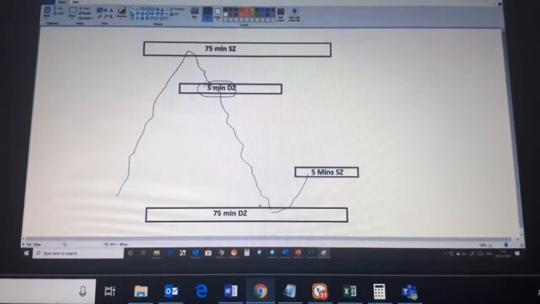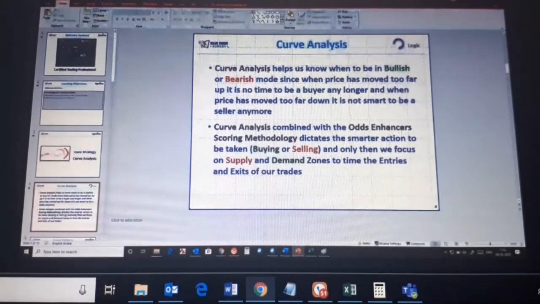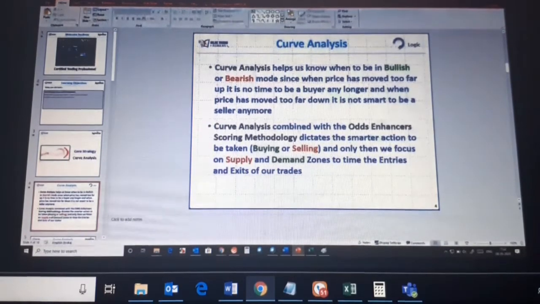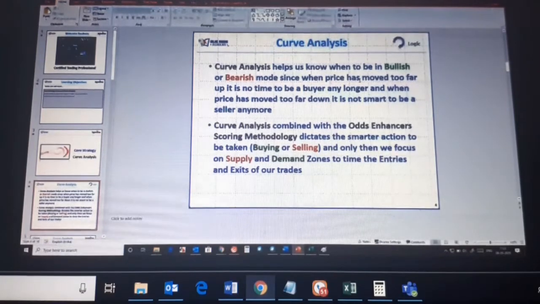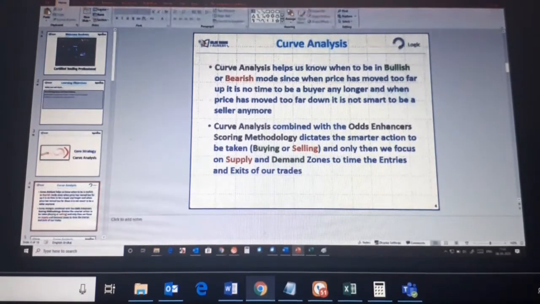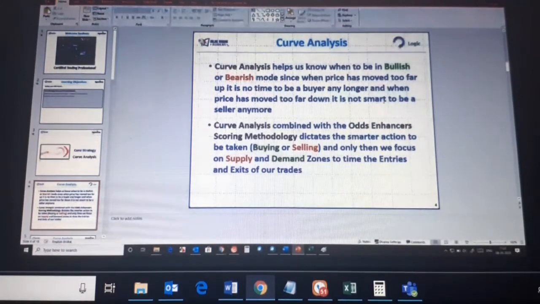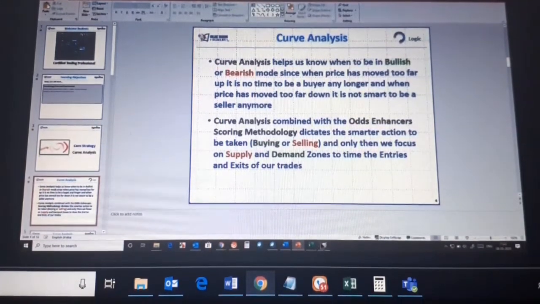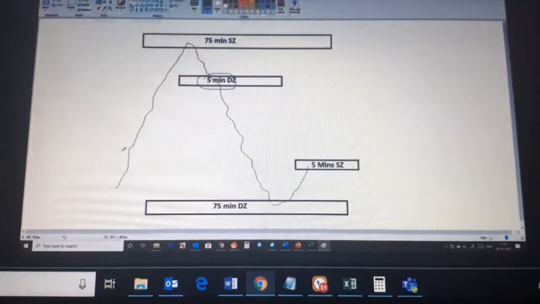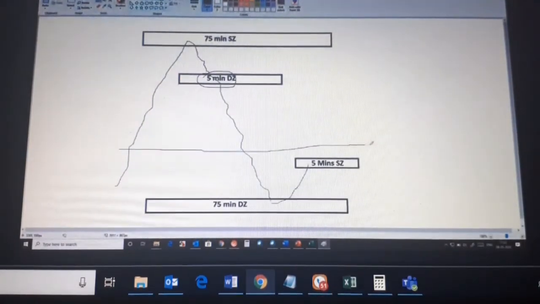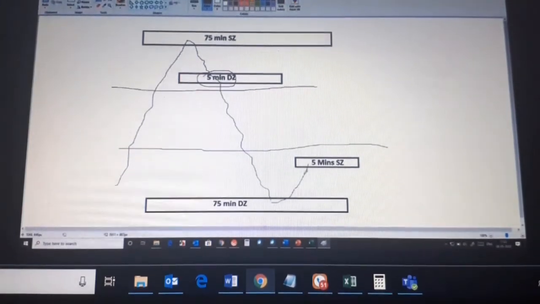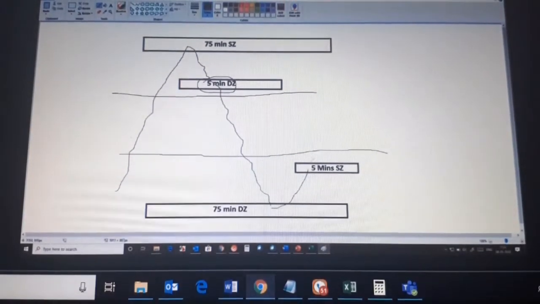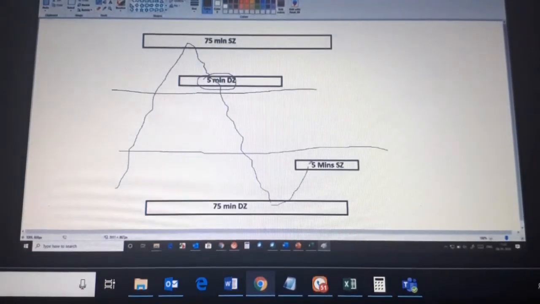Now, read this statement again. Curve analysis helps us to know when to be in bullish or bearish mode, since when price has moved too far up, it is no time to be a buyer any longer, and when price has moved too far down, it is not smart to be a seller anymore. By the way, this is your wholesale pricing area, right? So will you sell in a wholesale pricing area or will you buy in a wholesale pricing area?